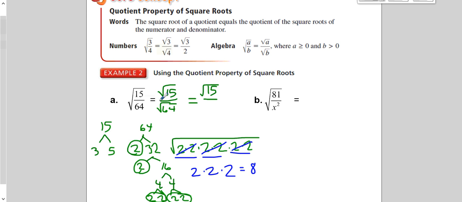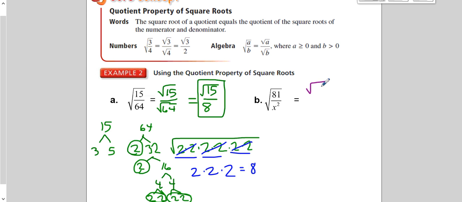Did you remember that the square root of 64 was 8? Save you a lot of time if you did, because 8 times itself gives you 64. 8 squared is 64. Square root of 64 is 8. All right, that is our final answer for that one. Rad 15 over 8. All right, next one.